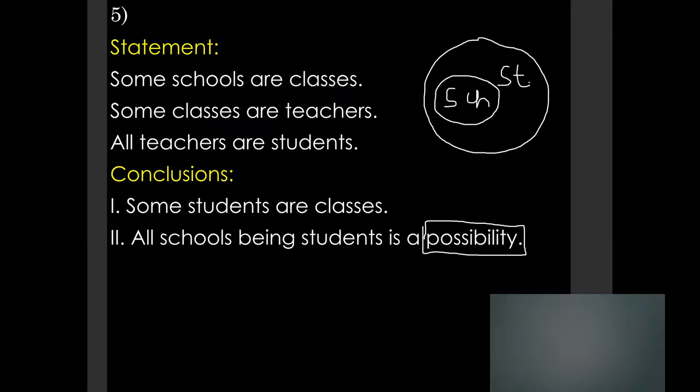This is the conclusion. Whenever you find the word possibility, take that conclusion directly into a diagram. Next, you just take all the statements into the diagram. If you are able to draw all these statements into the diagram, then it is possible. If you are unable to draw all the statements into a diagram, then this is false. Let us check whether we can draw all the statements into a diagram or not.